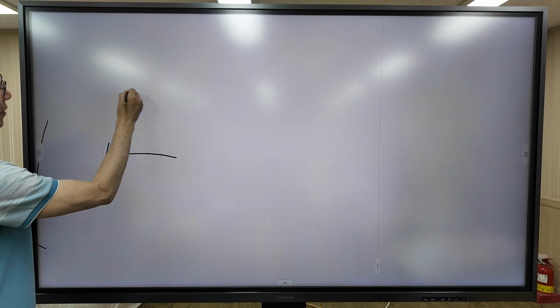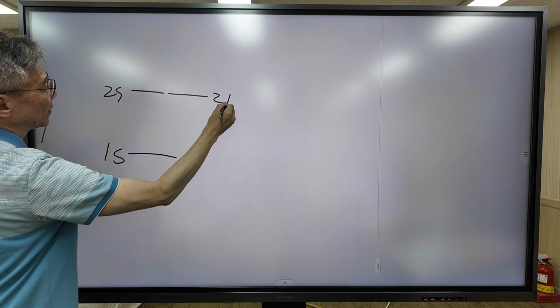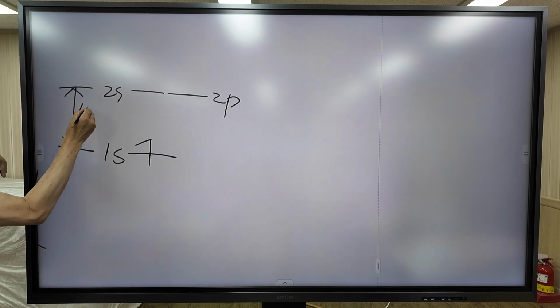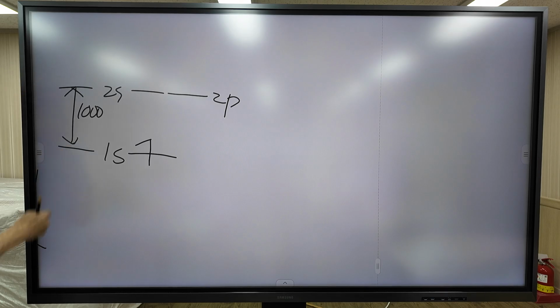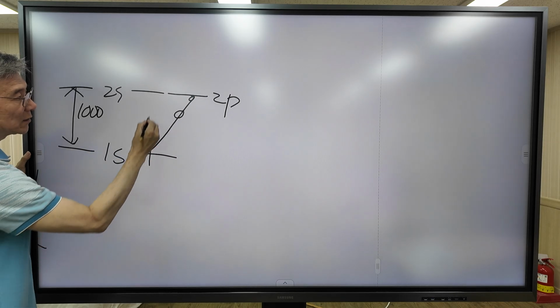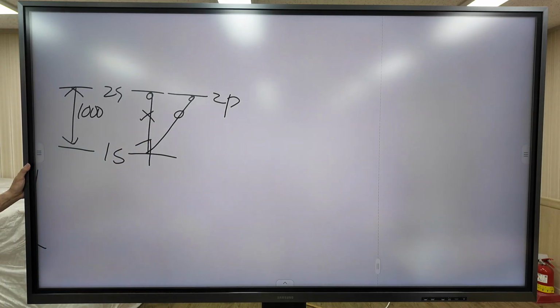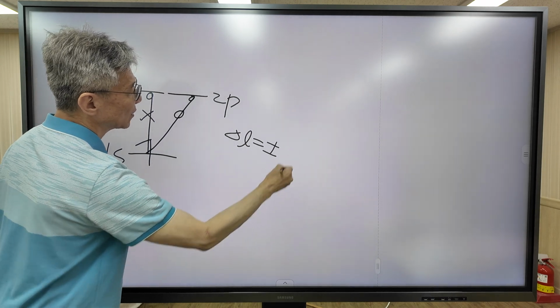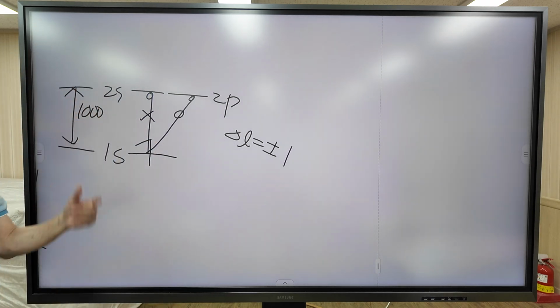In atomic spectroscopy, consider the 1s orbital, 2s orbital, and 2p orbital. Initially the electron is in the 1s state. Let's say the energy gap between n equal 1 and n equal 2 is 1000. When we irradiate a photon with energy 1000, the electron makes a transition from 1s to the 2p orbital. This transition is allowed. This transition is forbidden, as I said before. So the selection rule for this observation is delta L equal plus or minus 1.